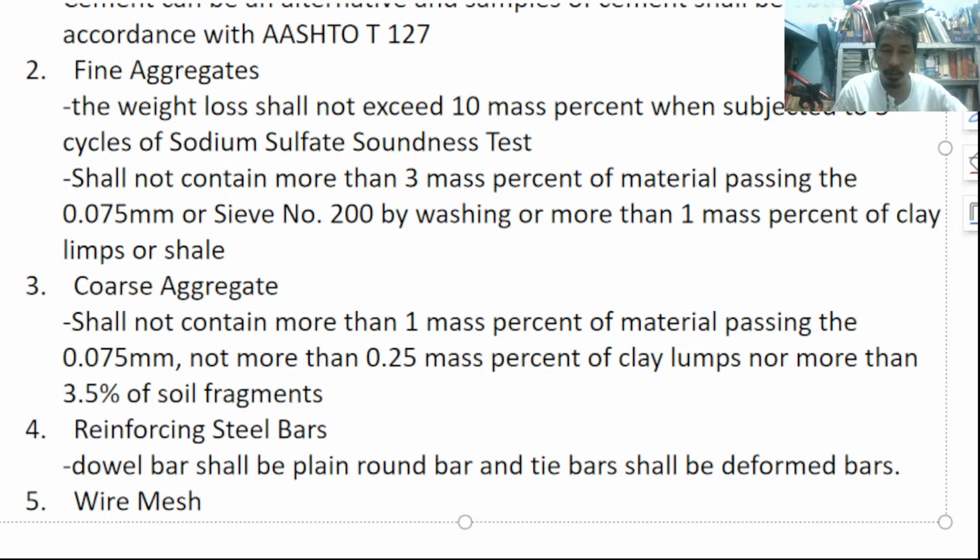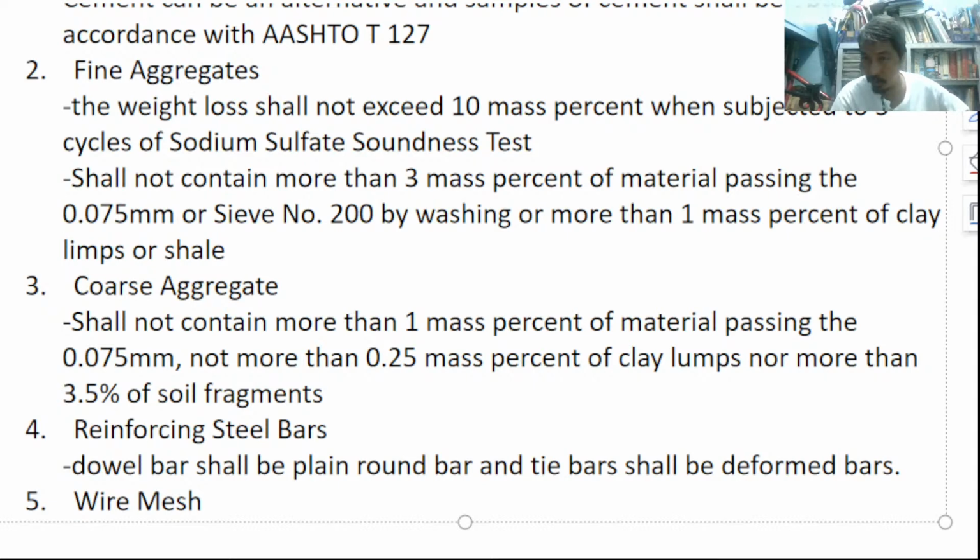Reinforcing steel bars, dowel bars. Okay, so dowel bars are being used particularly for joints. Reinforcing steel bars shall be plain round bars. They are not usually deformed bars. So for highways and roads, usually plain round bars and not deformed bars.